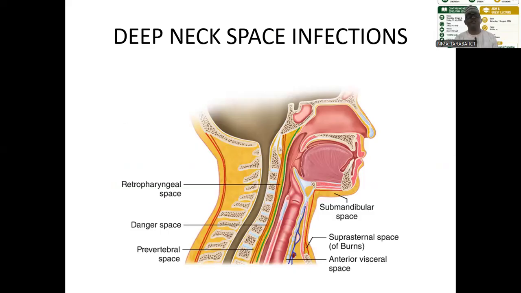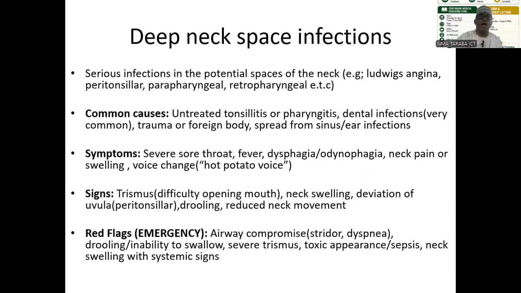Deep neck space infection. The neck is small, but it may surprise you to know that it has a lot of spaces and a lot of structures there, and infections can affect any of them. Some of the potential spaces in the neck that can harbor infection and abscesses are retropharyngeal space, parapharyngeal space, prevertebral space, submandibular space, suprasternal space of Burns, and anterior visceral space, just to mention but a few.